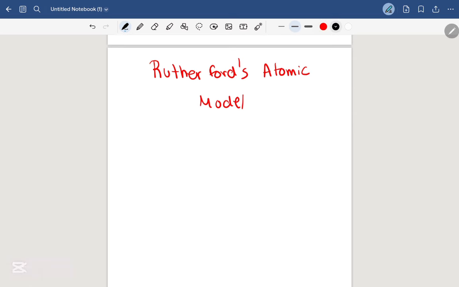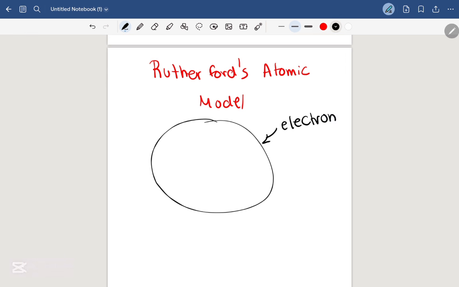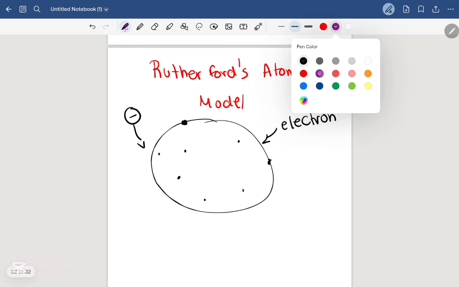First thing we know is that we have a cloud of electrons. This is called what? This is called an electron cloud, or just like an electron shell in general. You can have electrons on the shell, electrons inside the shell, and whatnot. And we know that electrons are what? They are negatively charged. But due to this experiment, they were thinking to themselves, how is it possible for some of the particles to pass through and some of them to bounce back?